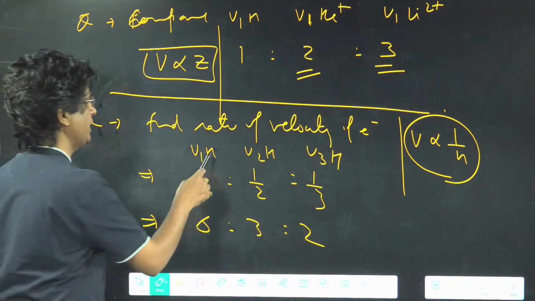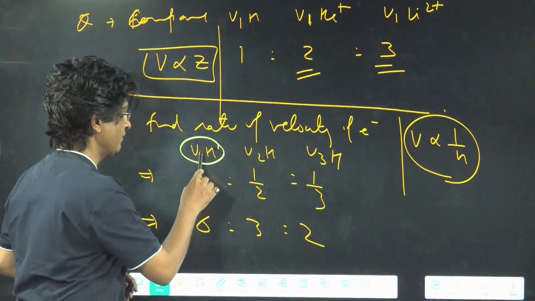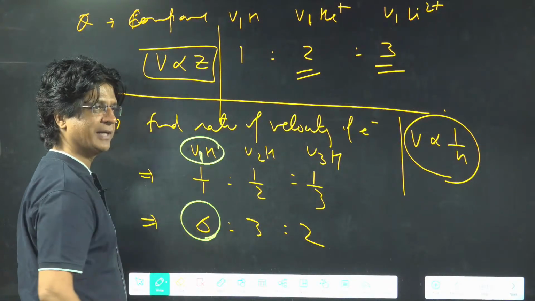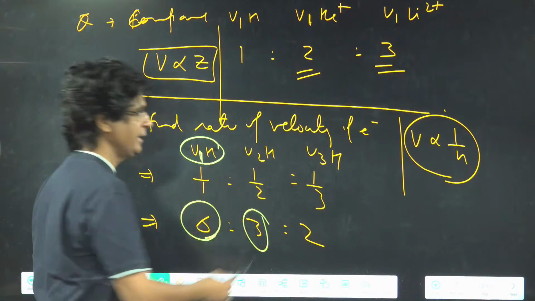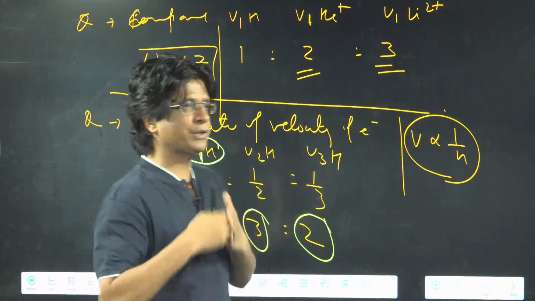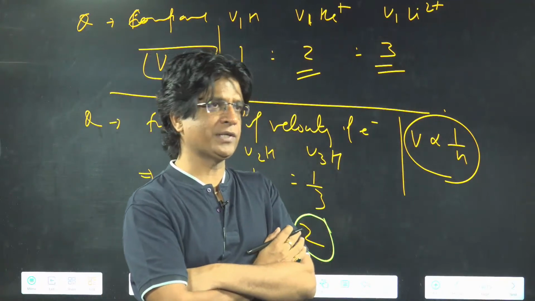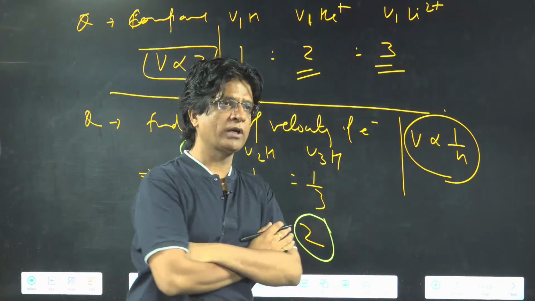That means if the velocity of the electron in the first orbit of the hydrogen atom is, say, 6 meter per second, in that case it will be 3 meter per second, and this will be 2 meter per second. That means closer the electron, faster the speed. Will you all agree?